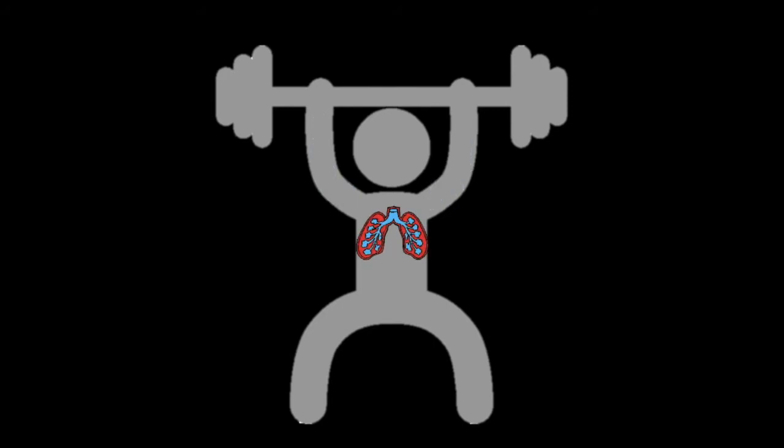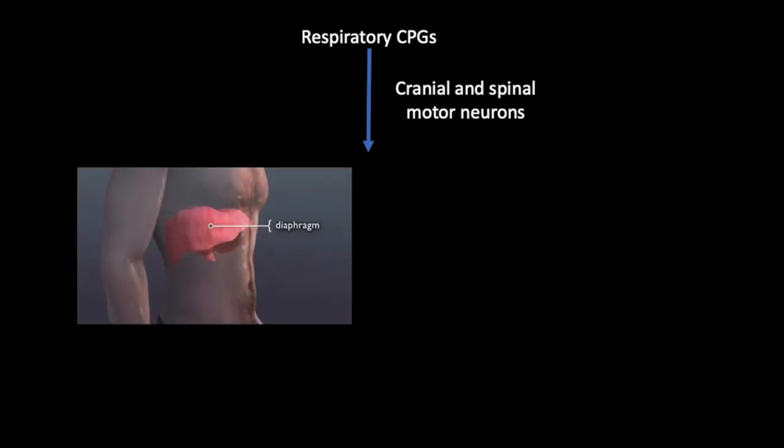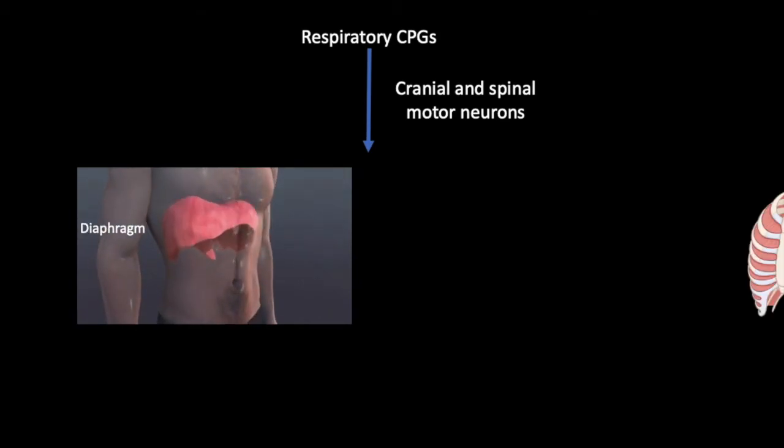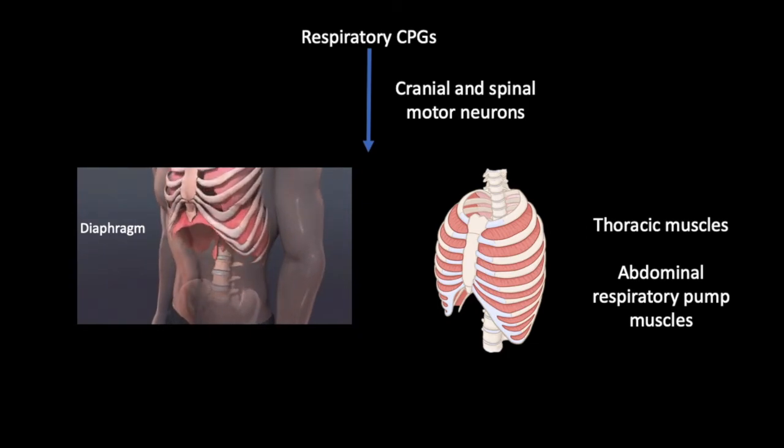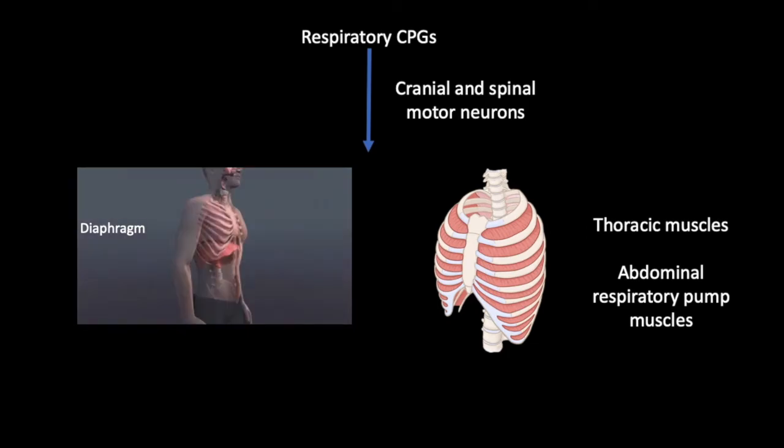The respiratory CPG acts indirectly via cranial and spinal motor neurons on certain muscles, including your diaphragm, your thoracic muscles, and your abdominal respiratory pump muscles. It is these muscles that facilitate the movements of breathing in and breathing out, with the rhythmic continuous manner by which they do so created by our good friend, the respiratory CPG.